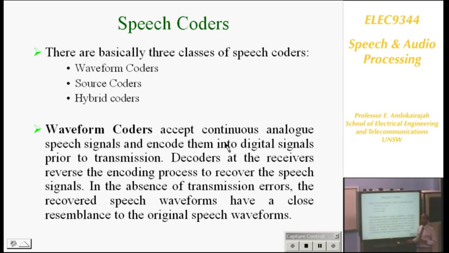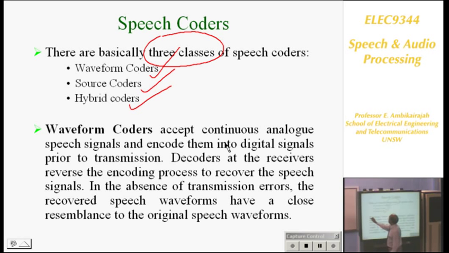In speech coders, there are different types of coders available. Basically, there are three classes of speech coders. Waveform coders work on the waveform itself. The second one is source coders. Source coders are based on how the speech is produced and use the vocal tract model to code the speech. And then hybrid coders combine both waveform coders and source coders.